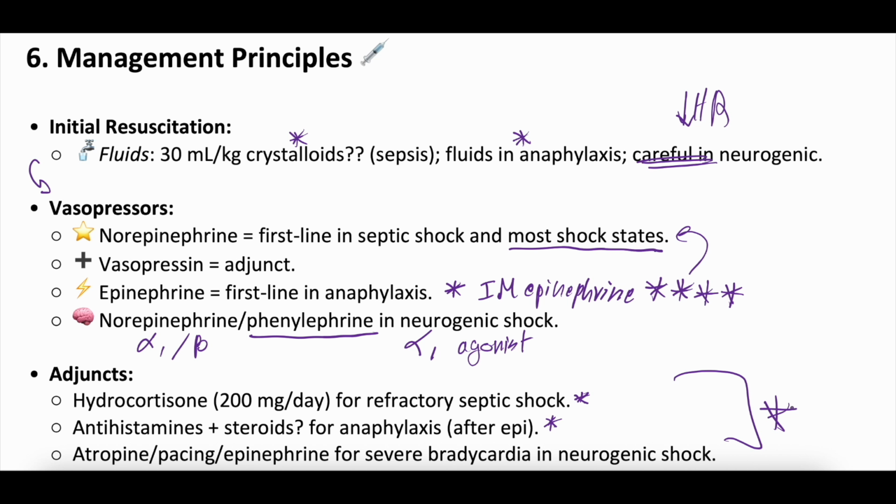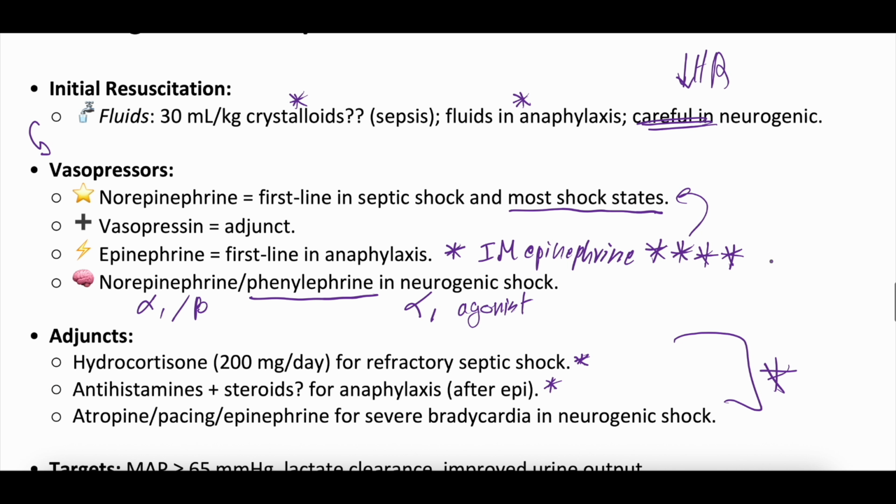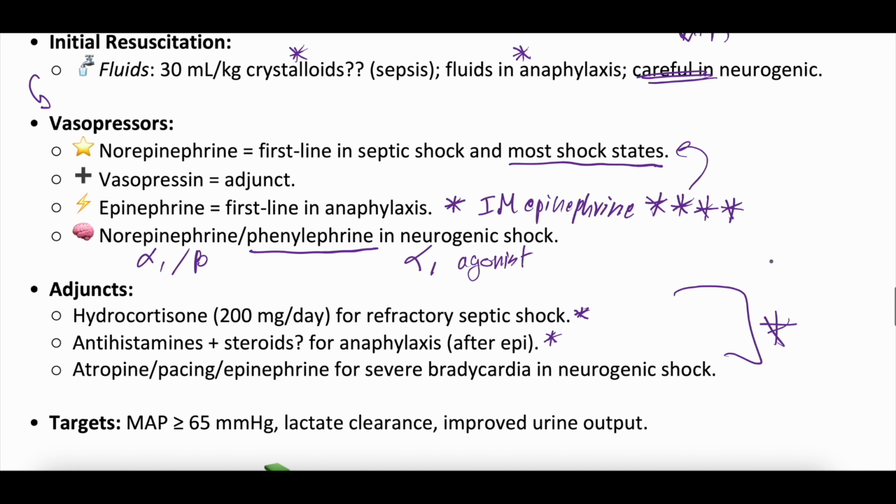terms of management principles. And we'll be doing deeper dives on all these individual shock states, where we'll get into some of the nuance of the management. This is just somewhat of an overview. Obviously, targeting a MAP greater than 65 millimeters of mercury, monitor for lactate clearance, which is really just saying, AKA, improving tissue perfusion, whether you use lactate or some other marker like cap refill, urine output, end organ injury improvement, all that kind of stuff.